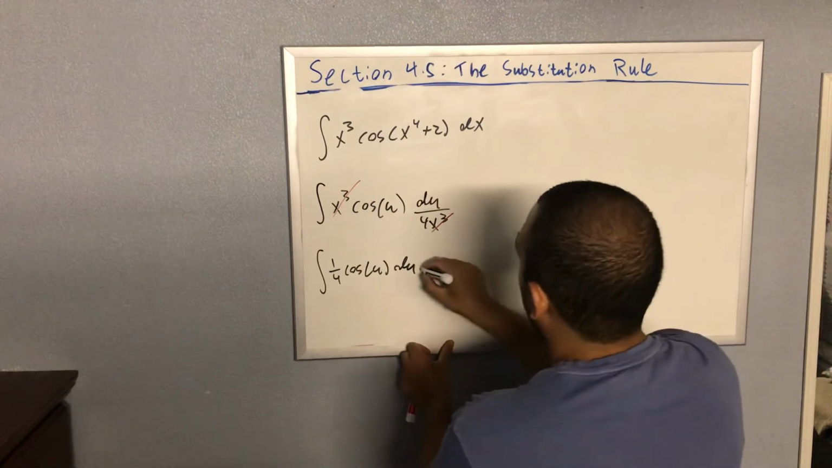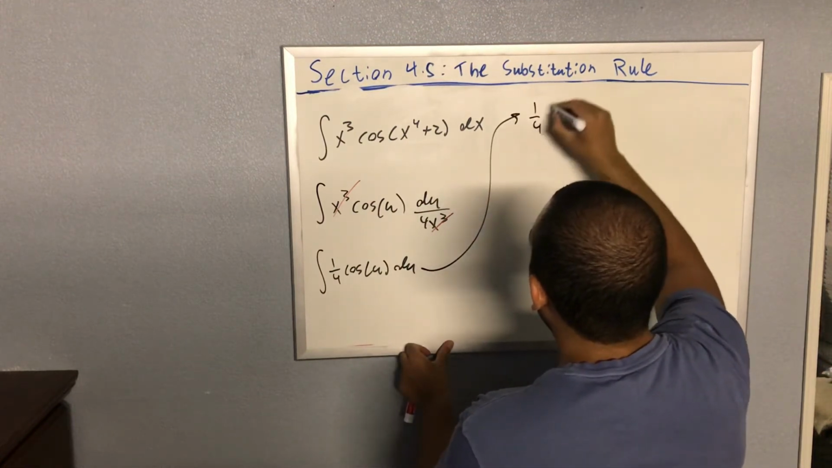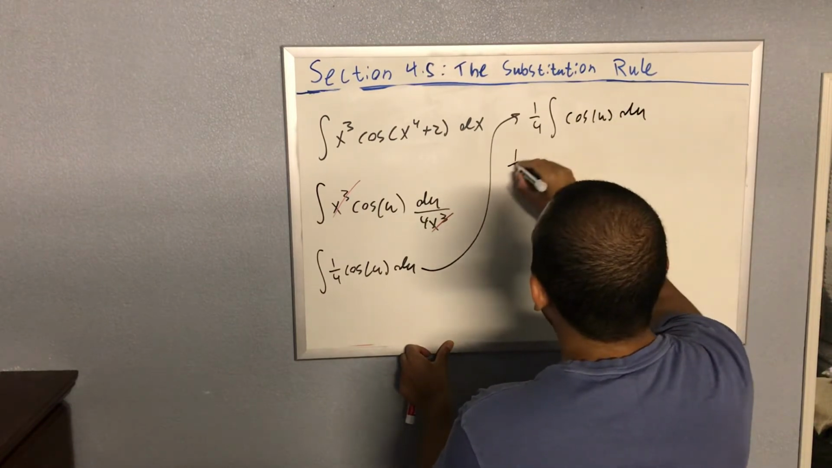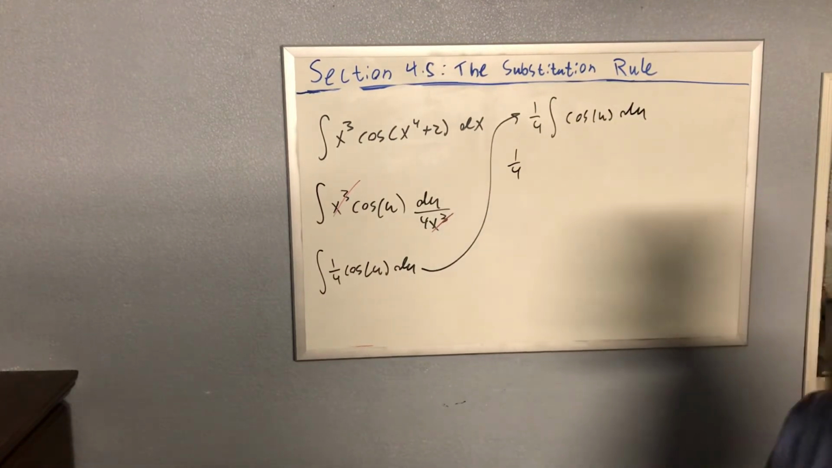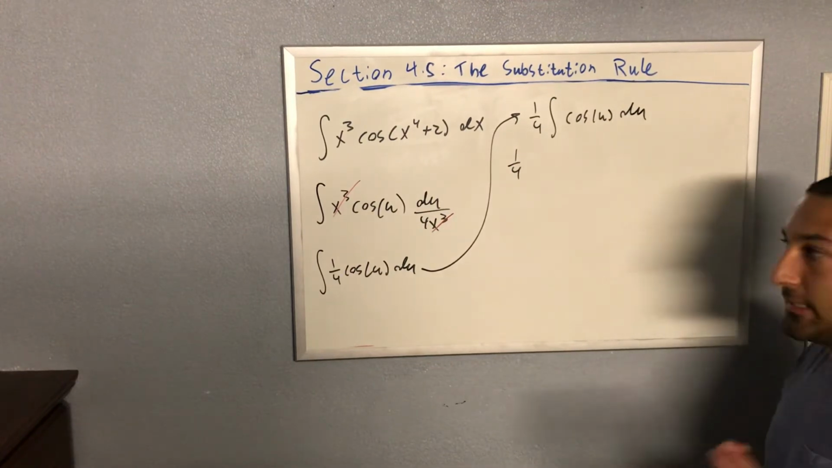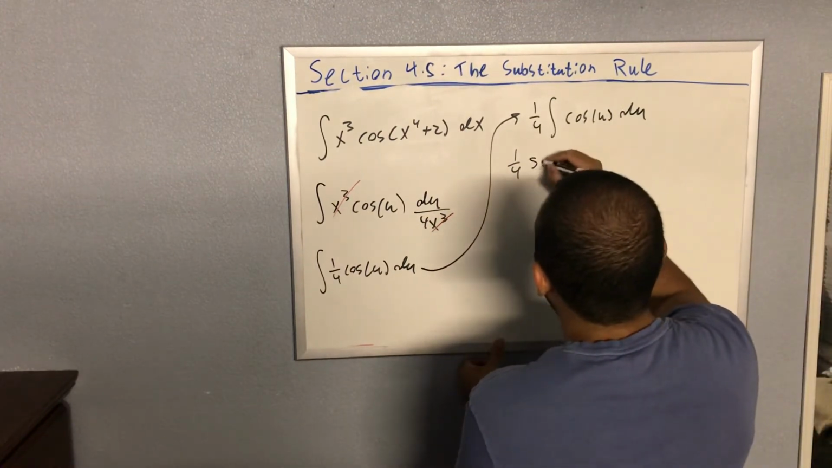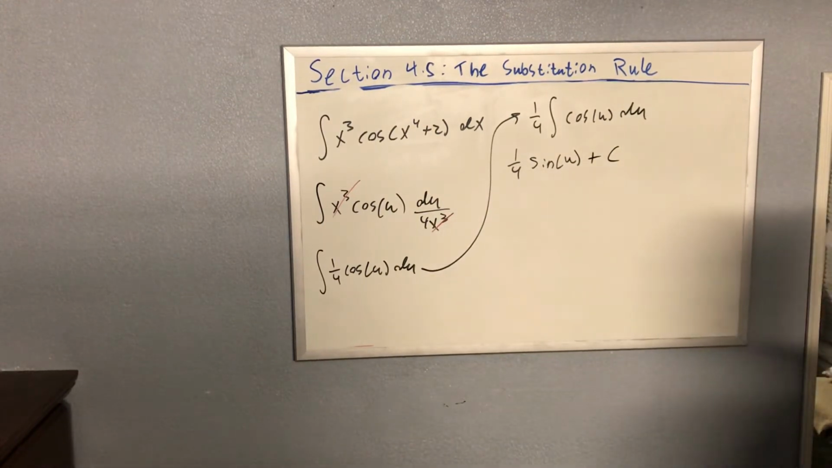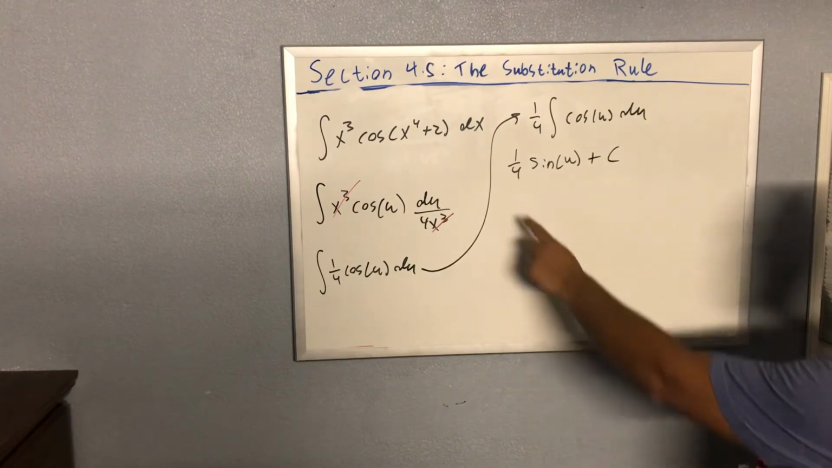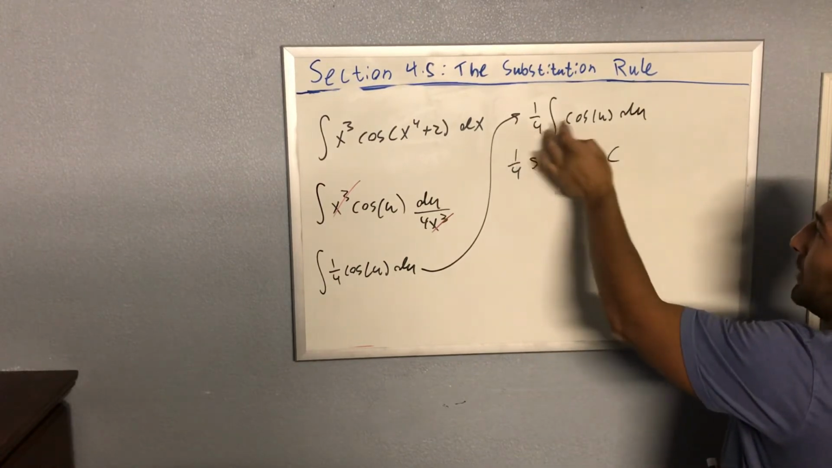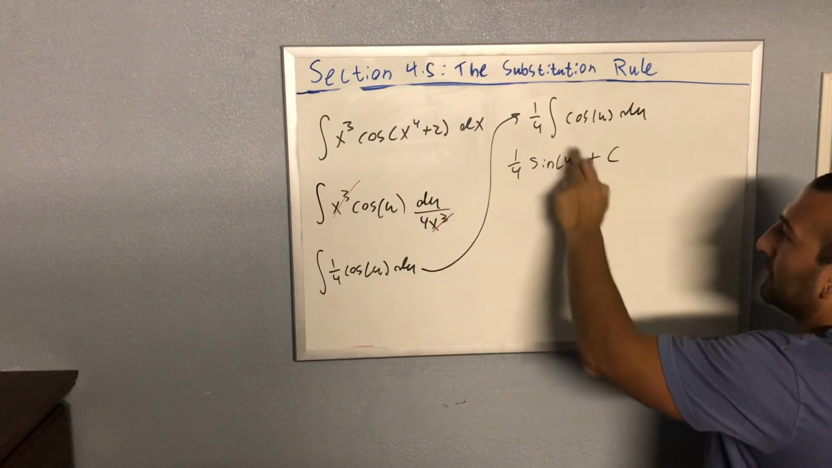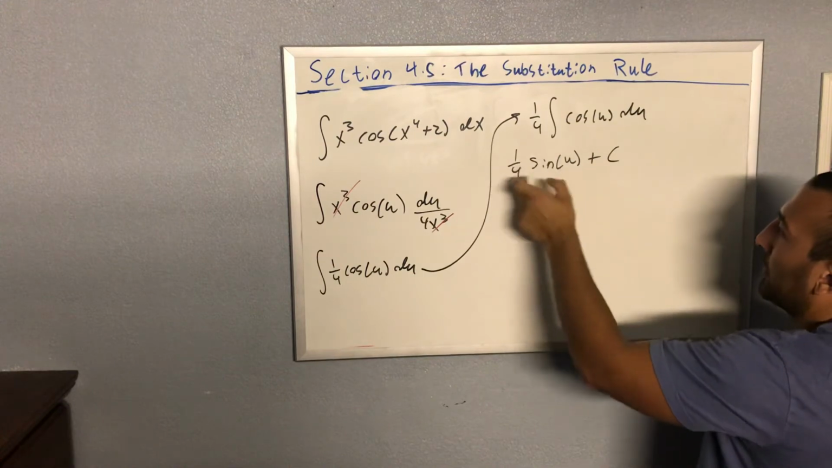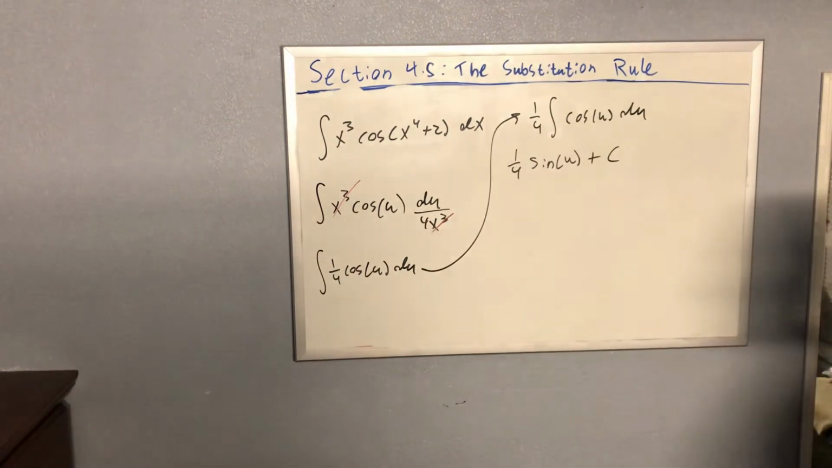So this is just 1/4 integral cosine of u du, and we talked about what the integral of cosine is. The integral of cosine is sine, so this is 1/4 sine of u plus c. A way to double check is to take the derivative of this, you should get back 1/4 cosine of u. So what's the derivative of this? Well, this one goes to 0, and what's the derivative of sine? It's cosine. So you get 1/4 cosine of u as you needed.